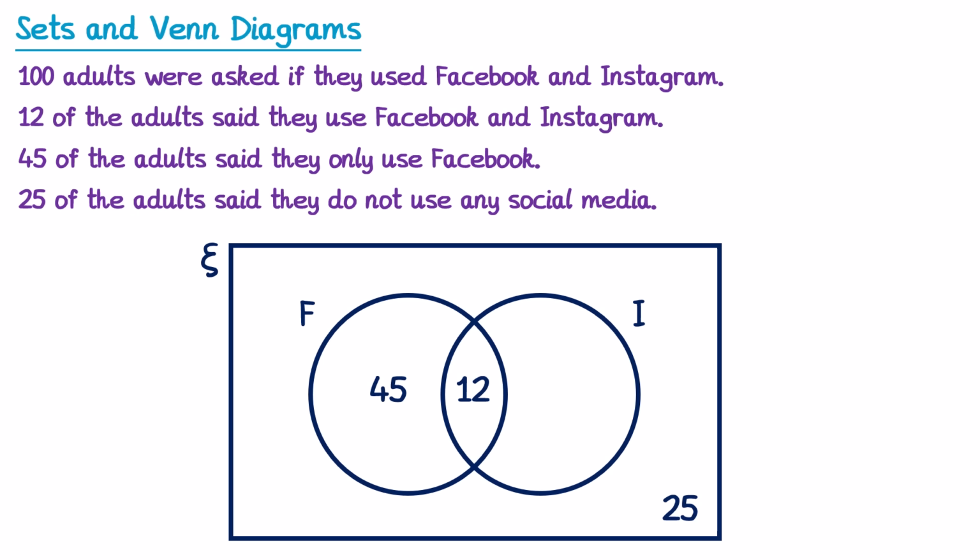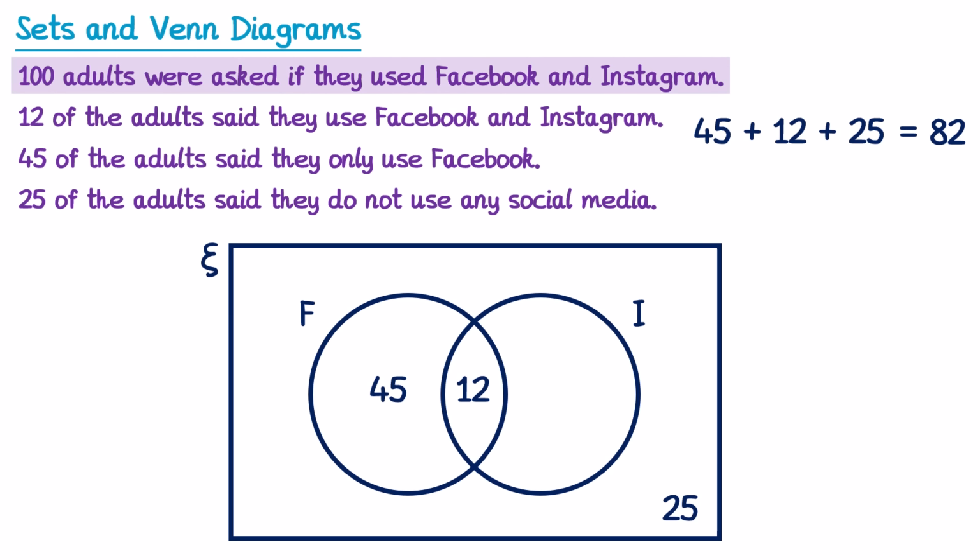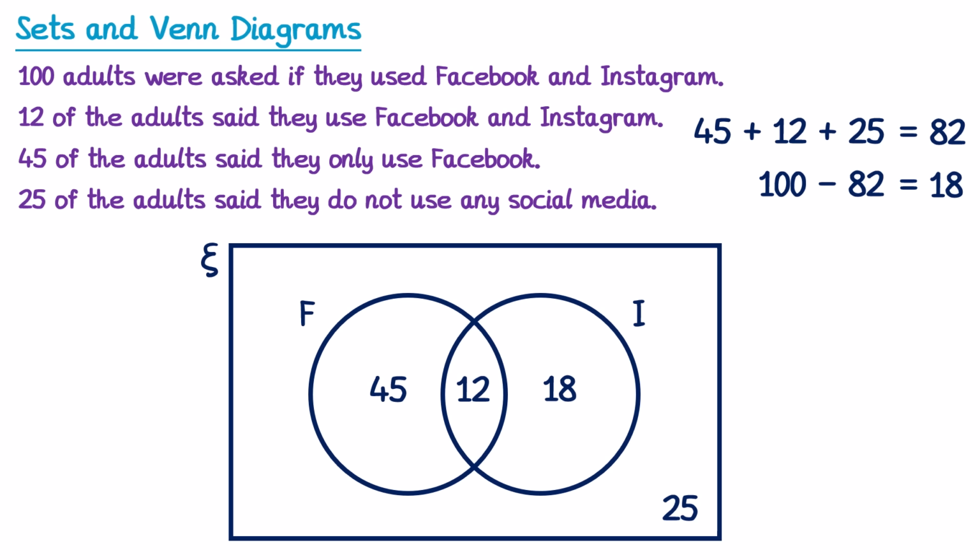So we've got one section left to fill in. If we add up all of the people we've done so far, 45, 12, and 25, we get a total of 82. In the question, we were told that there were 100 adults, so if we subtract 82 from 100, we find there are 18 left over. So 18 must go in this final section here, which is those that only use Instagram.